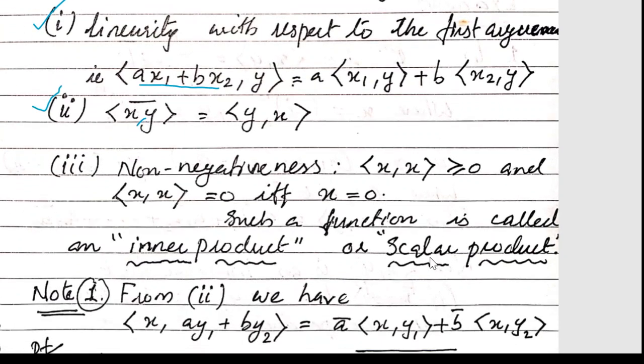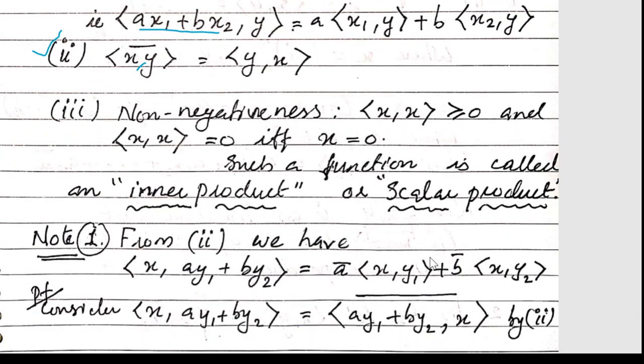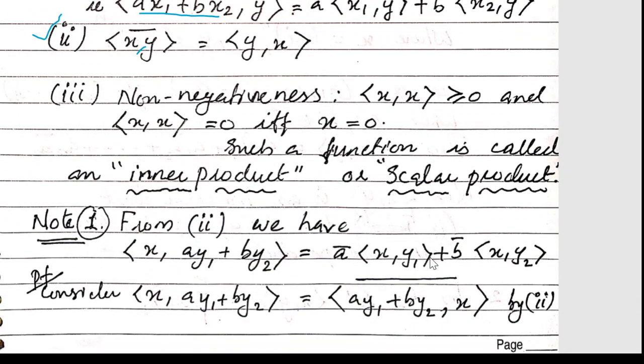Now from condition 2, we have (x, a y1 + b y2) equal to a conjugate (x, y1) plus b conjugate (x, y2). Okay, this we will call conjugate linearity. Now for the proof, consider this quantity (x, a y1 + b y2). Now this can be written as the conjugate, that is, we are using the second property. So we are rewriting this as the conjugate of (a y1 + b y2, x).